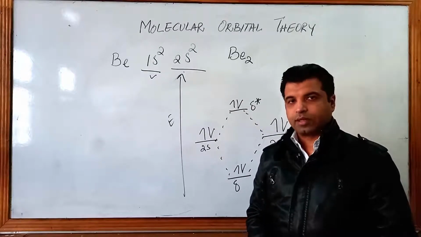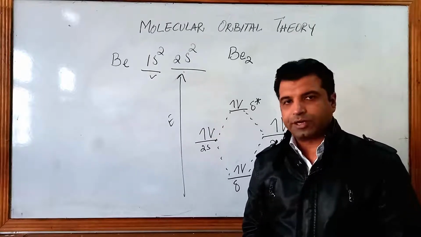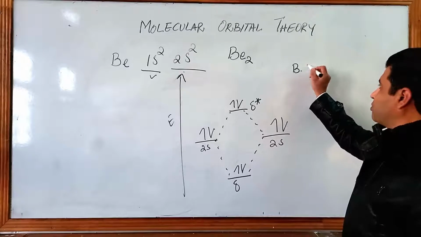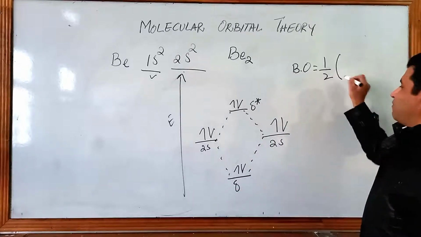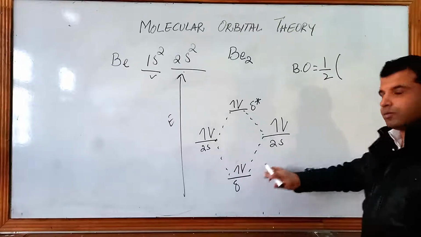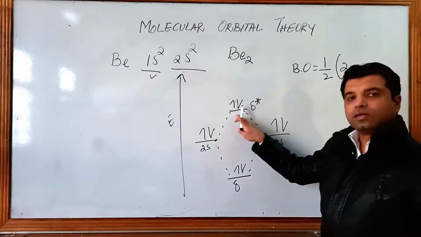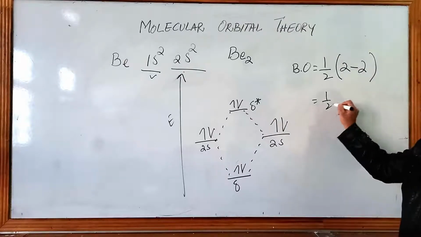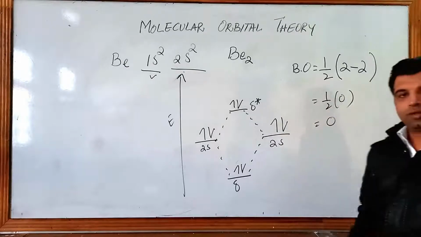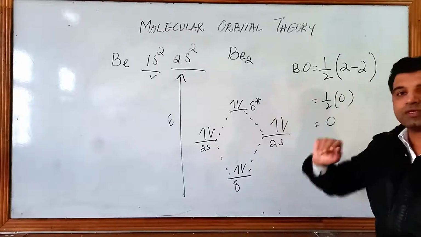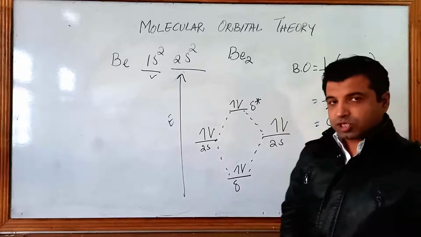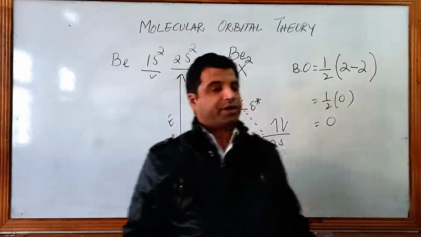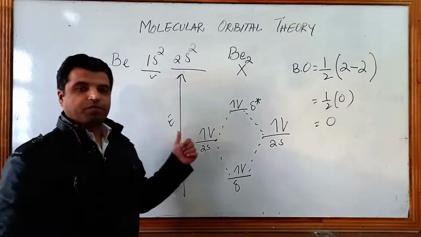Now you know from the previous session how to calculate the bond order, and that will tell you the bonding situation in a molecule or in an element. So bond order for beryllium would be half of the electrons present in the bonding molecular orbital, that is 2, minus the number of electrons present in the anti-bonding molecular orbital, that again is 2. This is equal to 0. And this shows that the bond order for Be2 is 0, which in other words means that the formation of Be2 is not possible. So there is no bond between two beryllium atoms, and that is explained here with the help of the molecular orbital diagram of Be2.